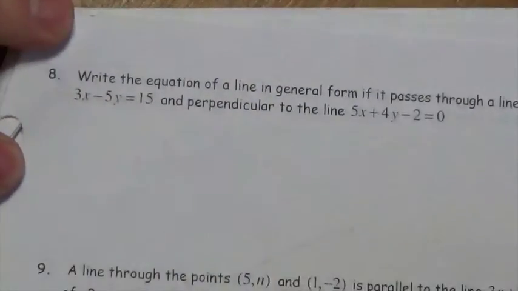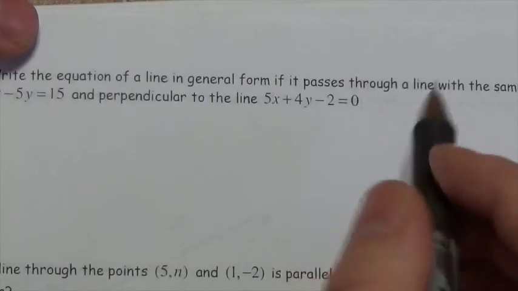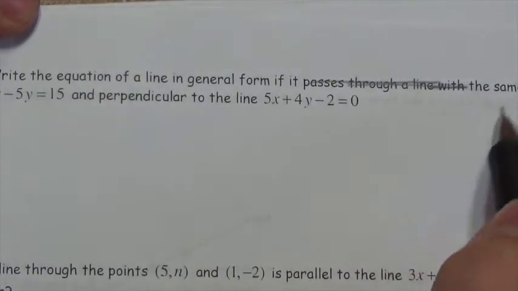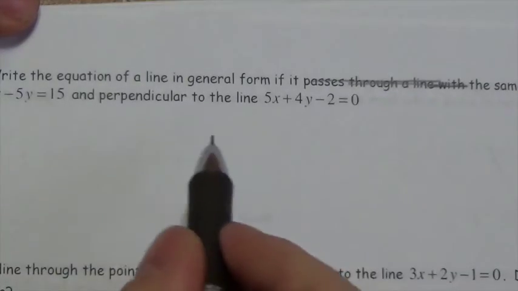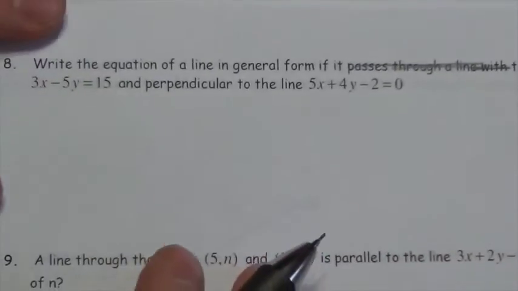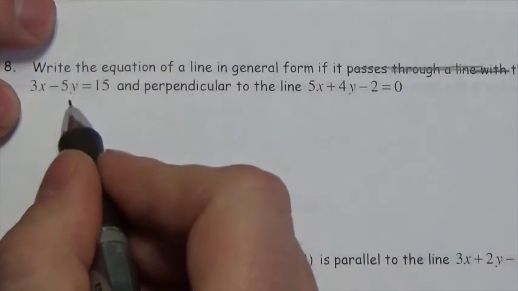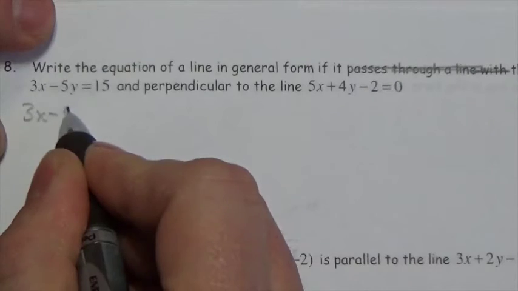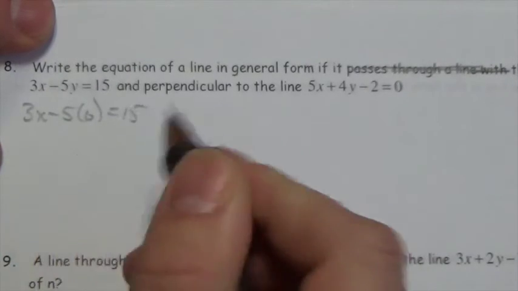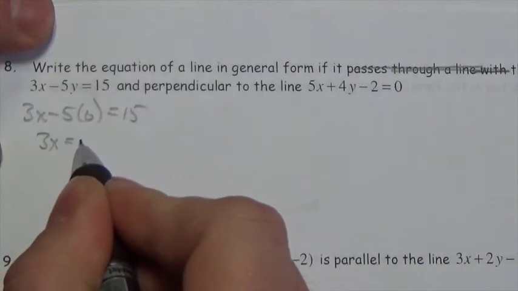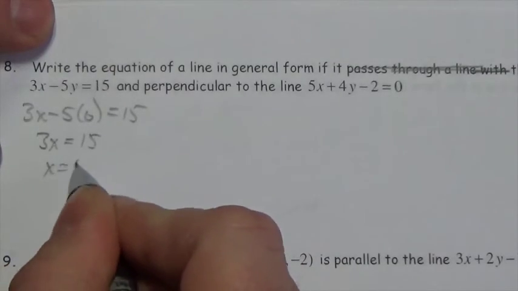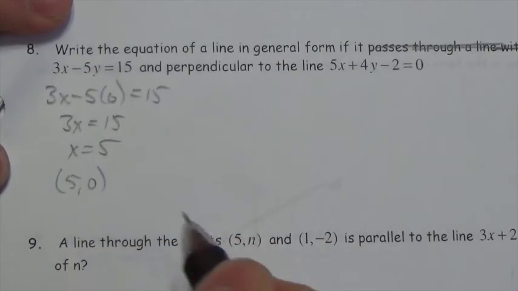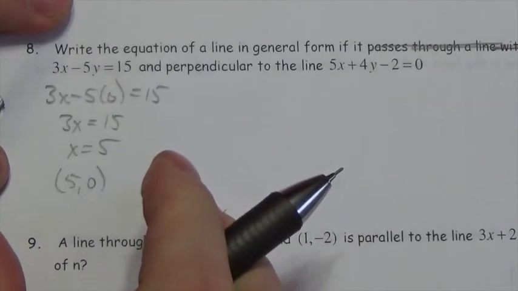Okay, so for this question here, we're going to write the equation of a line in general form. Now, there's a bit of a wording issue here. If it has the same x-intercept as this line, and is perpendicular to this line right here, well, okay, same x-intercept as this line here. Now, to get the x-intercept, we make the y-coordinate equal to 0. So 3x minus 5 times 0 is equal to 15. So 3x is going to equal 15. Okay, so x is equal to 5, meaning that the point that we've got here is the point (5, 0). Okay, so there's our point.